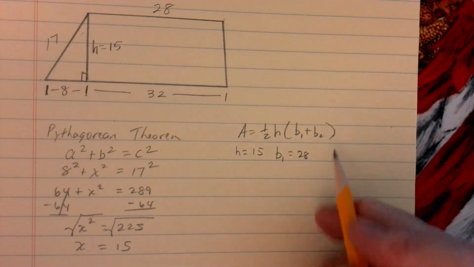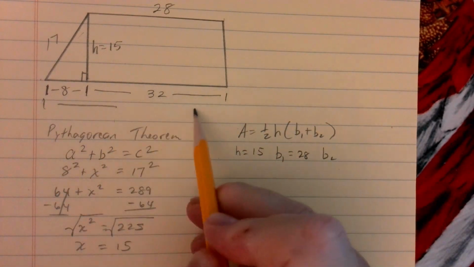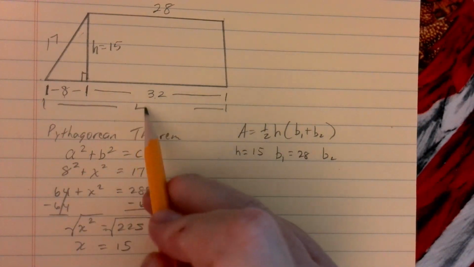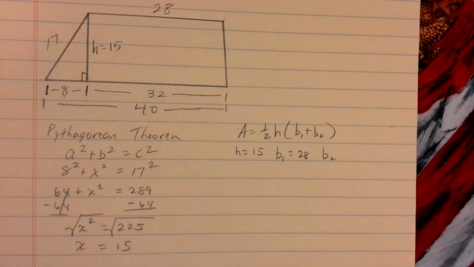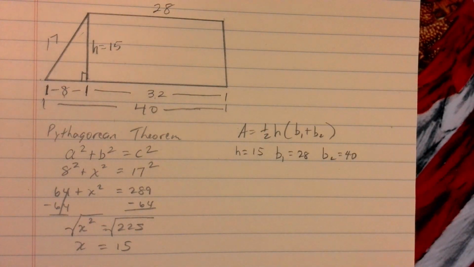And so now what about B2? Well, B2 is this entire distance all the way across. So if I add 32 and 8, I get 40 as my B2. So B2 is going to equal 40. And so now I've got enough to figure out what the area is. So I'm going to substitute those values in.